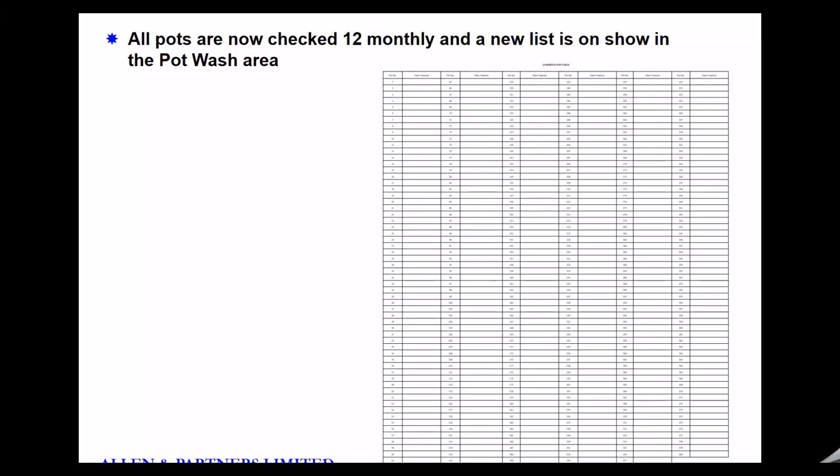We can also create a 12 monthly checklist that tells you 2 pots a day, and you can just work your way through the list from 1 to 380. Very straightforward.